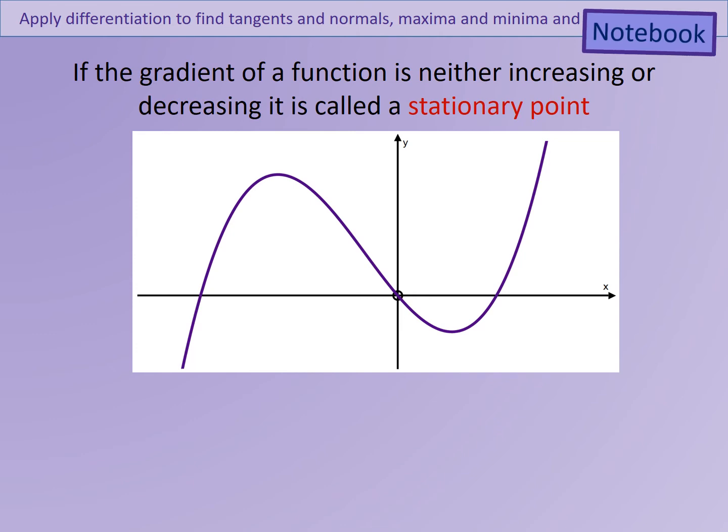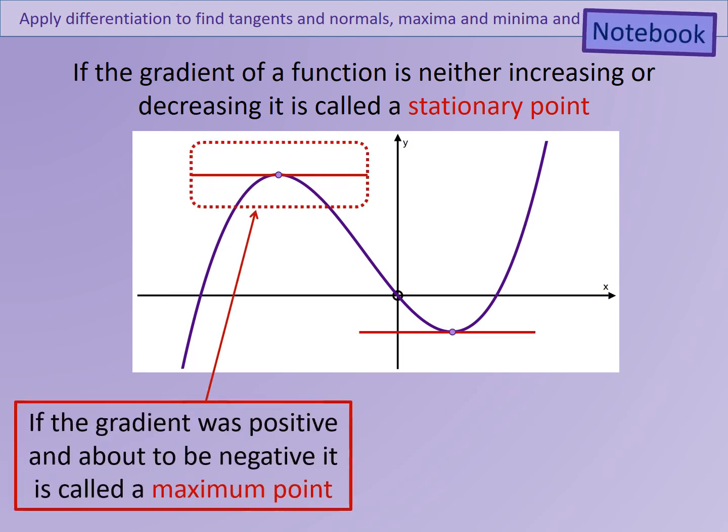And then when we have a situation where the function is neither increasing nor decreasing, what we have then is our stationary point. So on this particular curve, we have two places where there are stationary points. And at these two points, we do not have an increasing function, we do not have a decreasing function, and therefore when the gradient is nought, we class that as a stationary point.